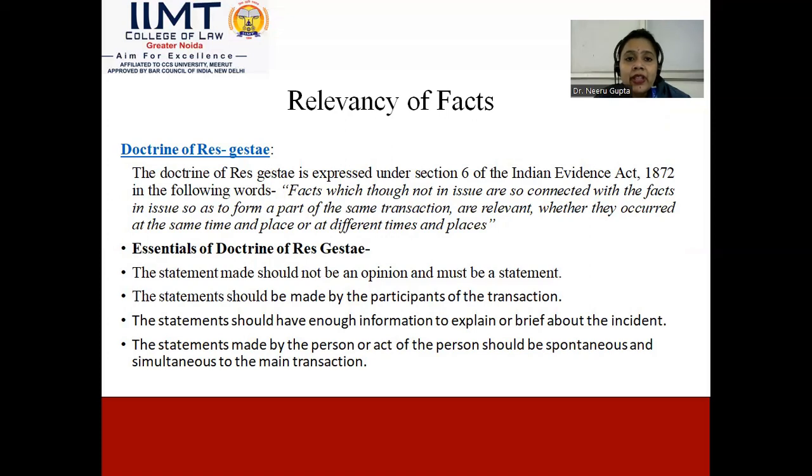Res gestae. Doctrine of res gestae. The doctrine of res gestae is expressed under Section 6 of the Indian Evidence Act in the following way. Facts which though not in issue are connected with the facts in issue so as to form a part of the same transaction are relevant, whether they occurred at the same time and place or at different times and places.